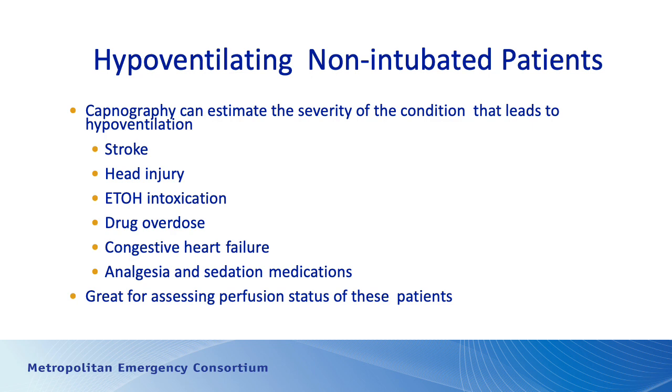If you watch the waveform, they have very shallow respirations and they're not moving much air. So this is a great way of evaluating patients. If you have a stroke patient and they have evidence of hypoventilation on capnography, it may be an indication for intubation in the field in order to secure the patient's airway and adequately ventilate the patient. And then again, we can also use this to assess perfusion status of patients who may be volume depleted.